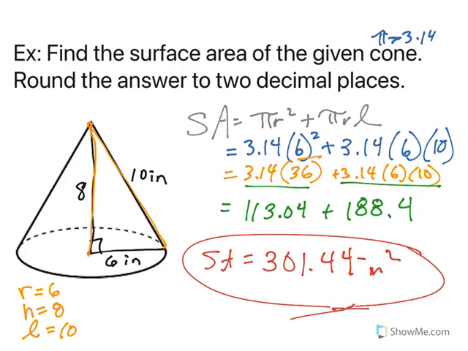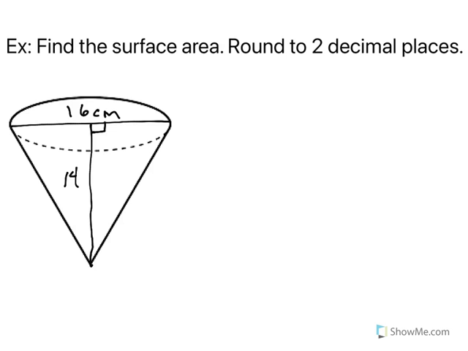Let's do one more. We have ourselves a cone here. It's an upside down cone because we're going to fill it with ice cream. I mean, I can dream, right? Okay, so what do we have? We want to find the surface area. I can see that my diameter is 16 because it goes all the way across, which means my radius is 8. So don't forget the relationship between diameters and radii. And then I know that my height is 14. That's all I know.